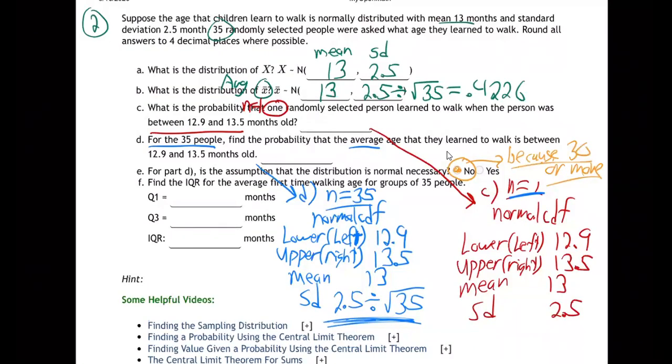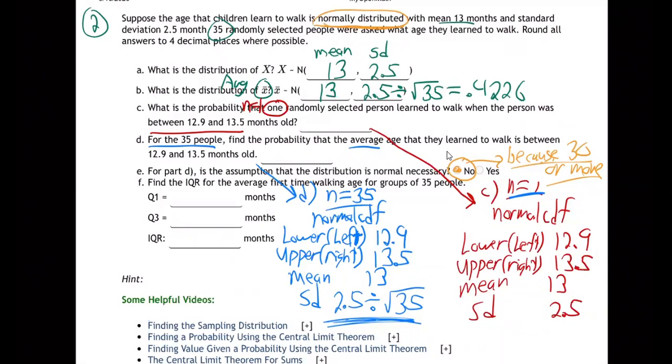You don't need it. On the next problem, they're going to give us a group size less than 30. So our answer to that question will become yes at that point, because then we would need it. If you don't have groups of 30 or more, if you have under 30, then you need them to tell you it's normally distributed. They did tell us right there, normally distributed, right up here. All right, so let's go on.